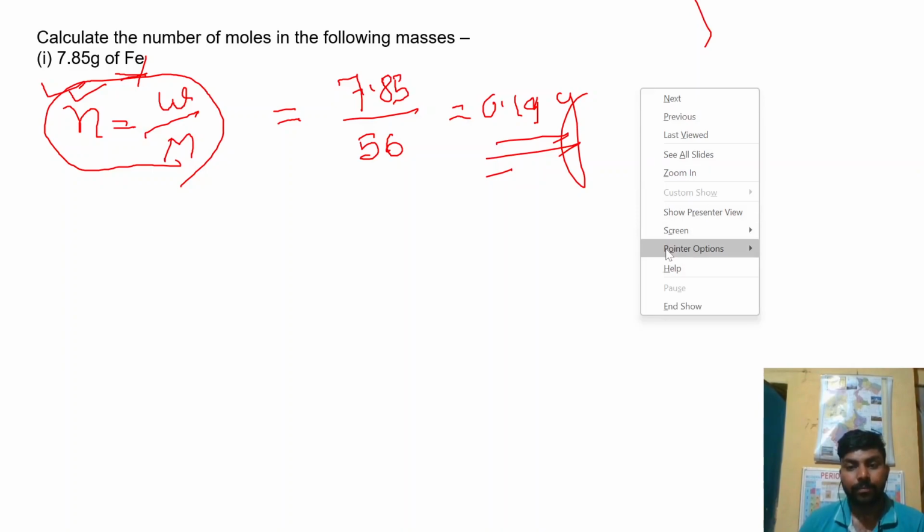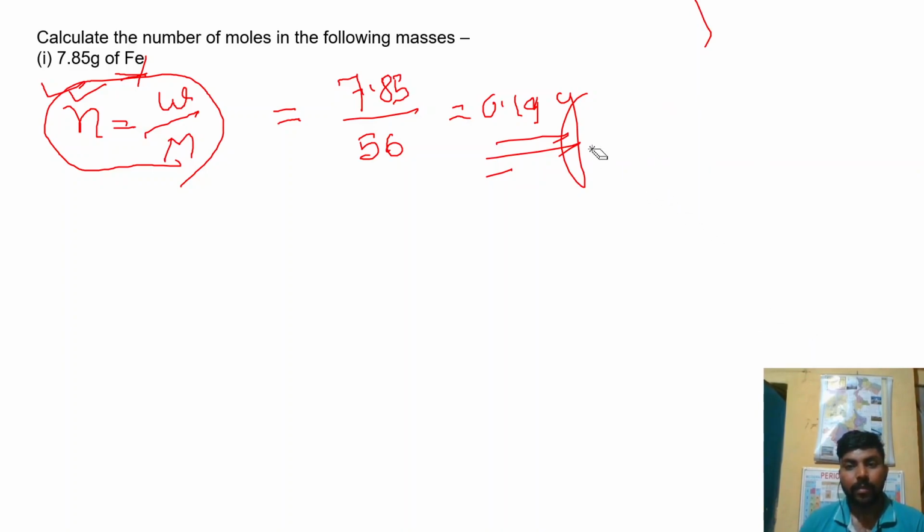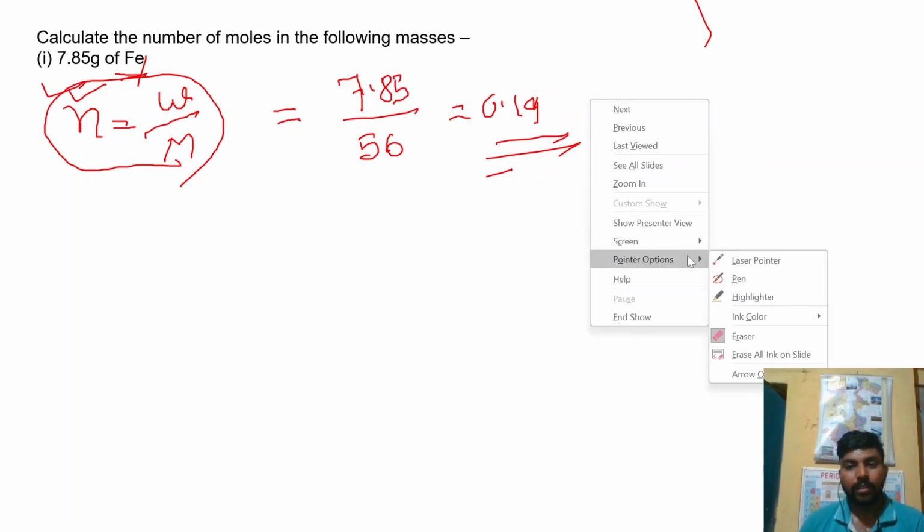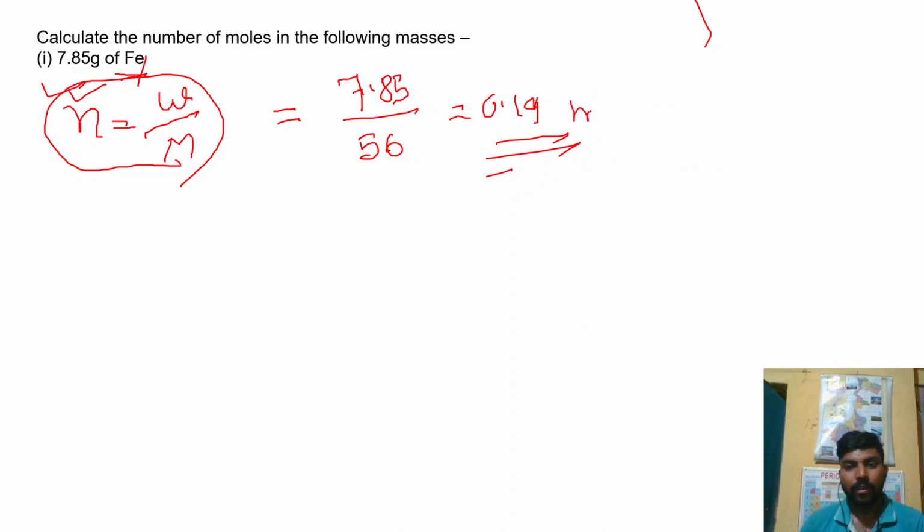It is not gram, it is mole, because the question is asking how many moles are there. So 0.14 moles. I hope you have understood the molecular masses and the mole concept.